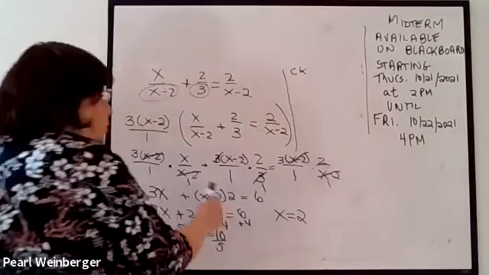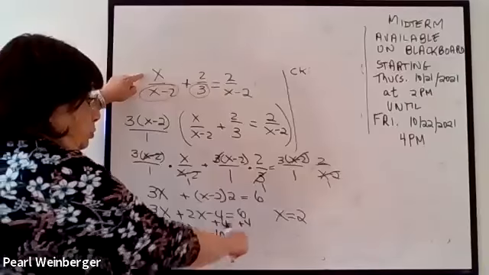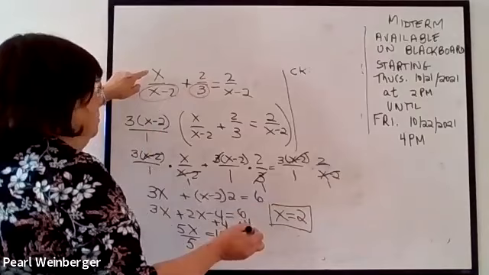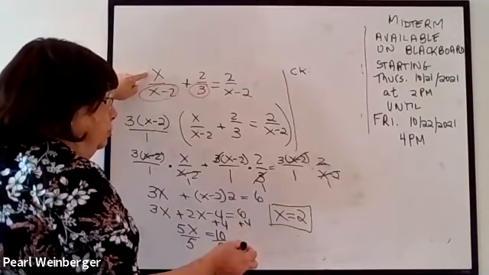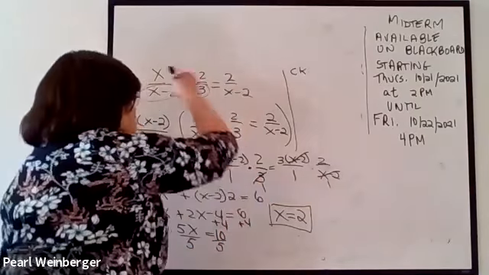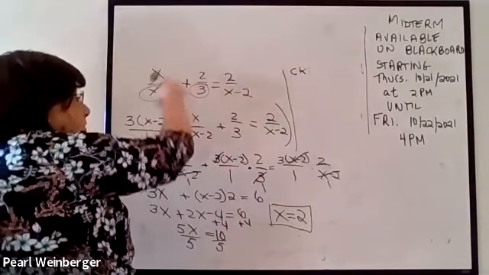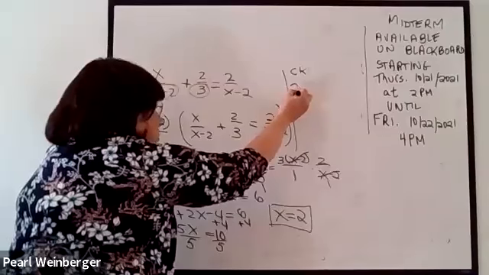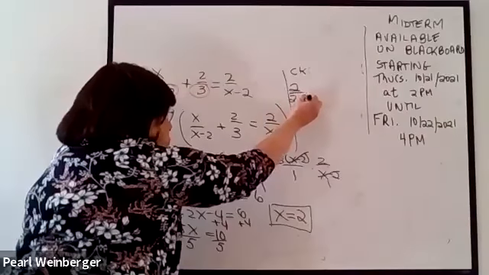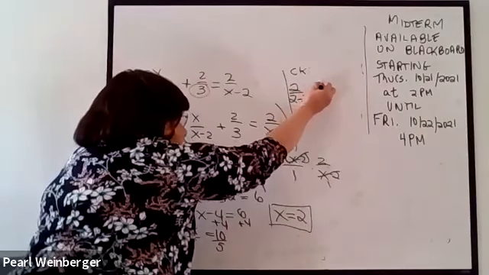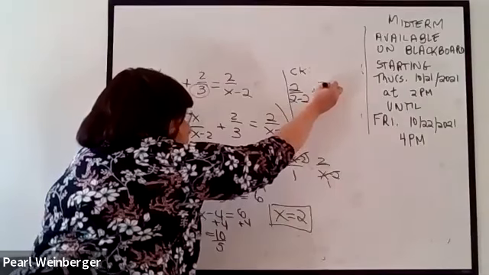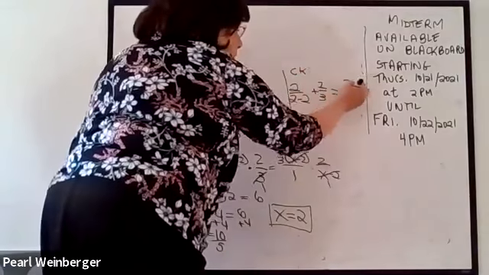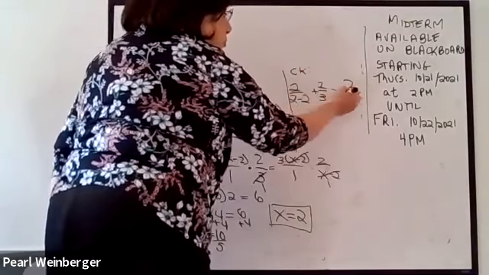Remember, my answer is 2. So this is my solution. I'm going to put in 2 into my equation. So here's my original equation. Wherever I see an x, I'm putting a 2. So I'm getting 2 over 2 minus 2, plus 2 over 3, equals 2 over, again, my x is 2, 2 minus 2.